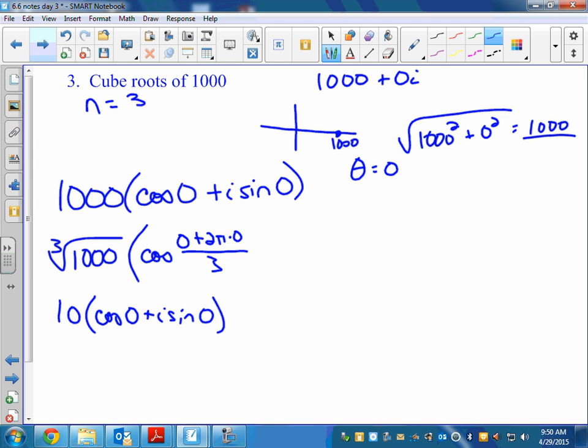This is where the nice answer comes in. The sine of 0 is 0. The cosine of 0 is 1. So 10. Well, you know, we said 10 earlier, but I was just showing you how you can get it doing this.